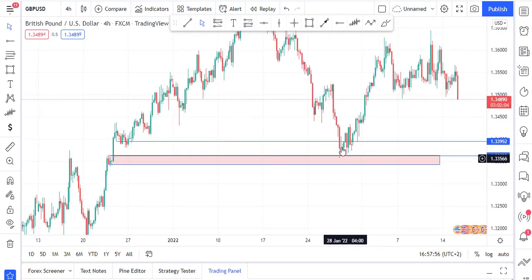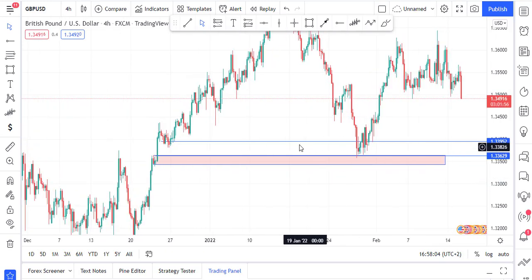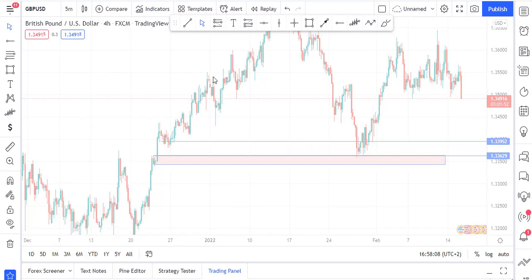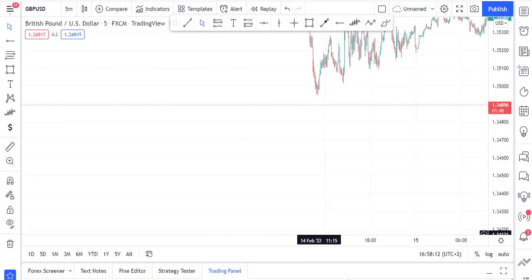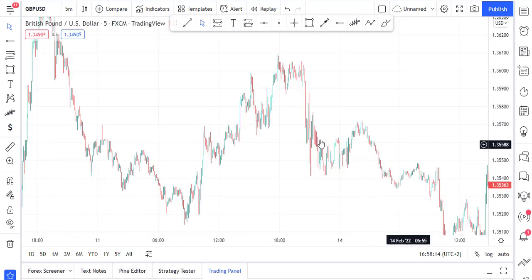So the fair value gap for me has to be filled first, then price goes to our order block. So this is the 4 hour, this is GU, but you can use this information on the 5 minute for your entries, right? Let me just show you real quick how you can use this.